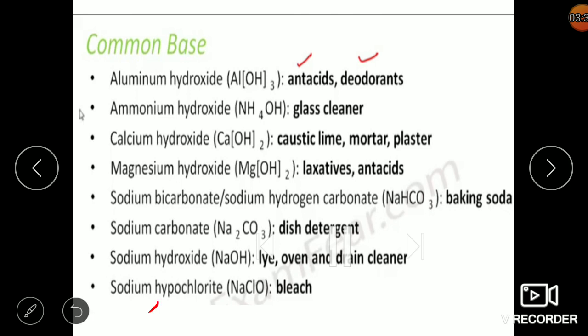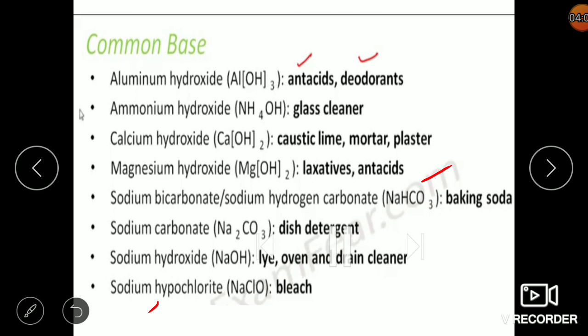Then is your ammonium hydroxide, NH4OH. It is also a base furnishing OH minus ion. It's a glass cleaner. Calcium hydroxide, it is termed as caustic lime. The formula is CaOH2. Then magnesium hydroxide, MgOH2. It is laxative, or you can say it is an antacid. The common name of magnesium hydroxide is what? It's milk of magnesia.